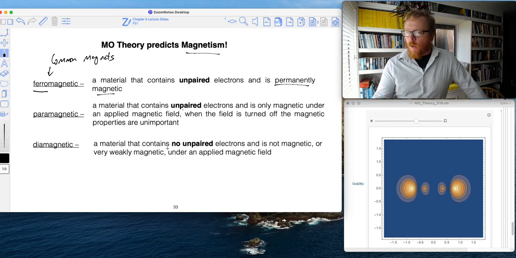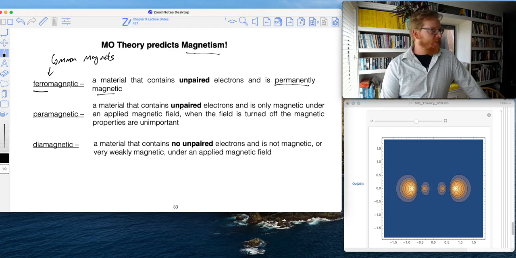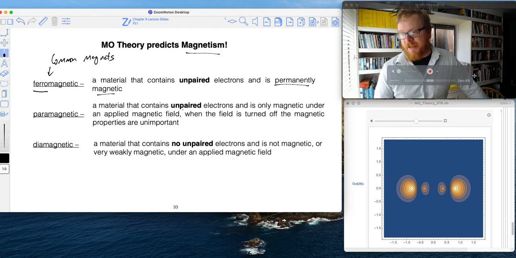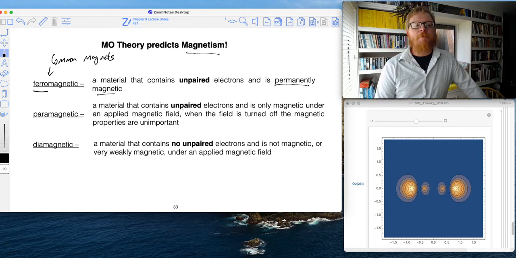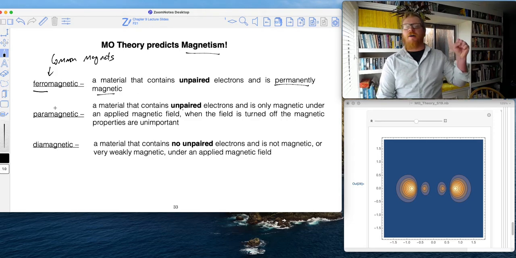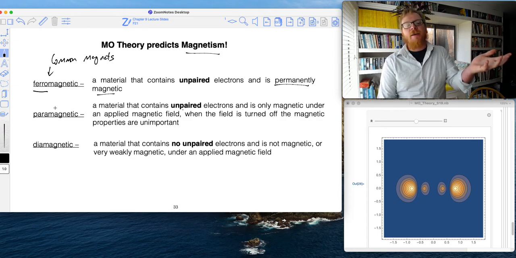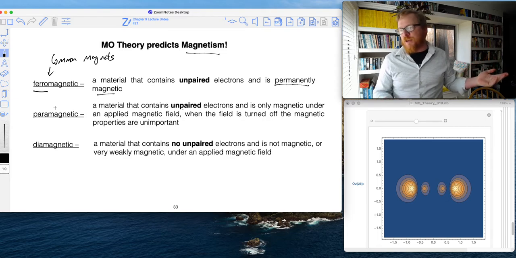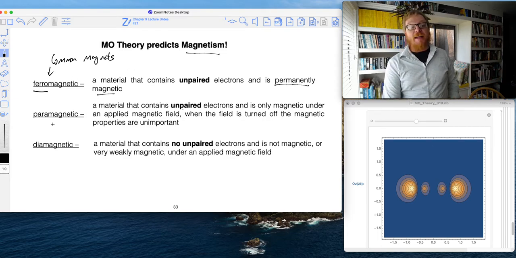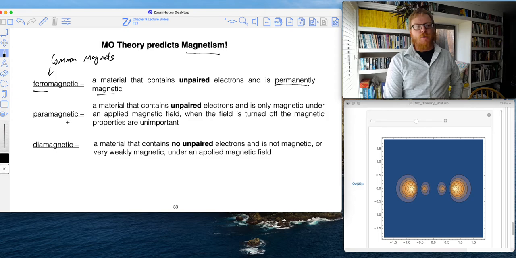So again, comparing ferromagnetic and paramagnetic, ferromagnetic means the material is permanently magnetic. So these are, like I said, your refrigerator magnets, right? You can pull that thing off of the refrigerator and hold it in your hand. It's still magnetic, but because you are not magnetic, you don't notice. That's very different than paramagnetic. And so with paramagnetic, we have to apply some type of magnetic field.